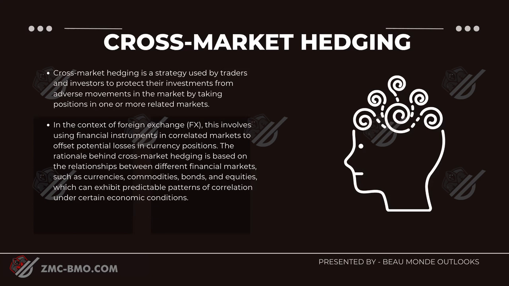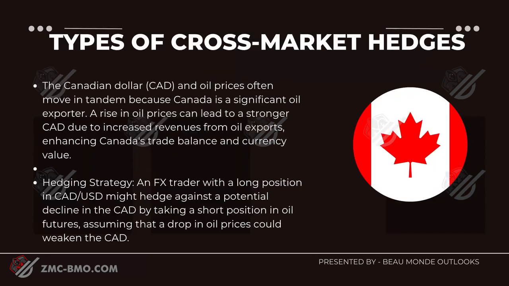The rationale behind this is based on the relationship between different financial markets, such as currencies, commodities, bonds, equities, all of which can exhibit predictable patterns of correlations under certain economic conditions. Now, from a hedging strategy point of view, as an FX trader with a long CAD dollar position, which is of course short USD/CAD, you might hedge against this potential decline in the Canadian dollar's value by shorting oil. Because if oil decreases in value, of course, the value of CAD would decrease as well. So if you're long CAD, you'd be short oil as a hedge, cross-market hedging.